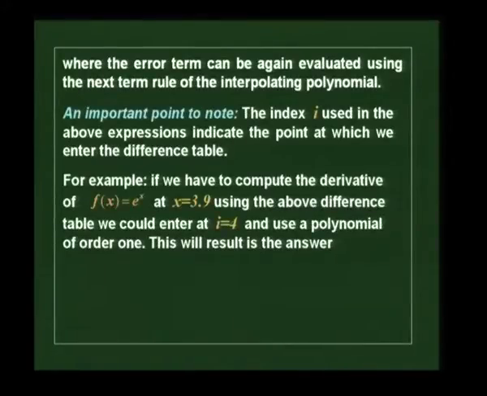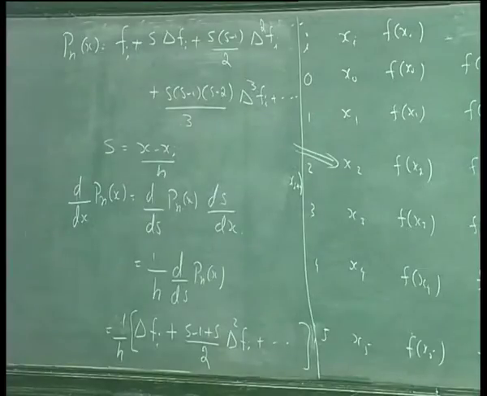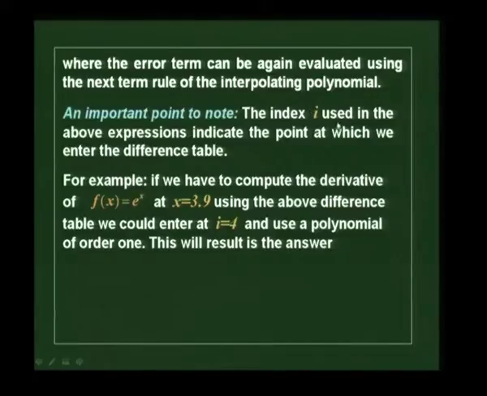So we can apply this to the specific problem which we were looking at, that is the case of e to the power of x. We have tabulated there the e to the power of x function, and we had a set of this, so we can use this difference table and look at a particular example of this implementation. Again emphasizing this point, this i which we use here is to denote where we enter the difference table.